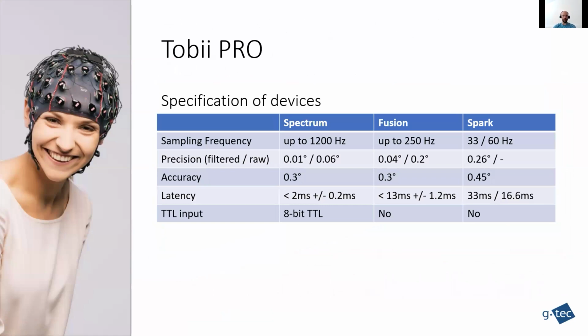So the Spectrum can go up to a sampling frequency of 1200 Hertz with pretty good precision and accuracy and a good latency. The Fusion will go up to 250 Hertz, and the Spark can just reach 60 Hertz. And also the prices are different for the devices. The Spectrum is the most expensive, and the Spark is the cheaper solution, depending on the application you want to use for the eye tracking.